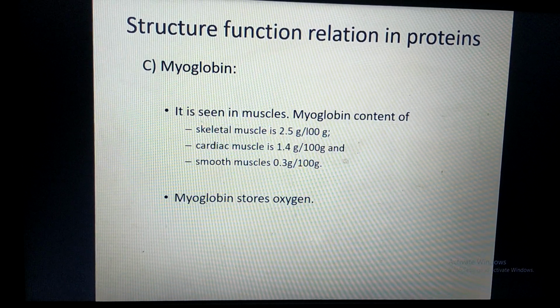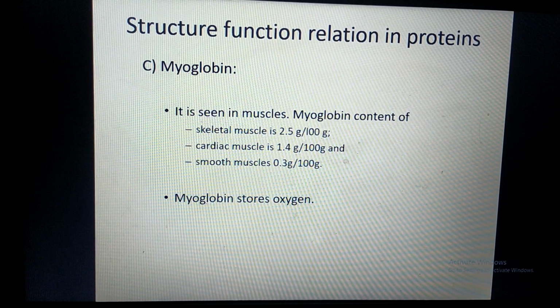Next example is myoglobin. Myoglobin is present in muscles. I have given the concentration of myoglobin in various muscles. In skeletal muscles, 2.5 grams of myoglobin is found in 100 grams of skeletal muscle. In cardiac muscle, 1.4 grams, and in smooth muscle, 0.3 grams of myoglobin is present. The function of myoglobin is to store oxygen.